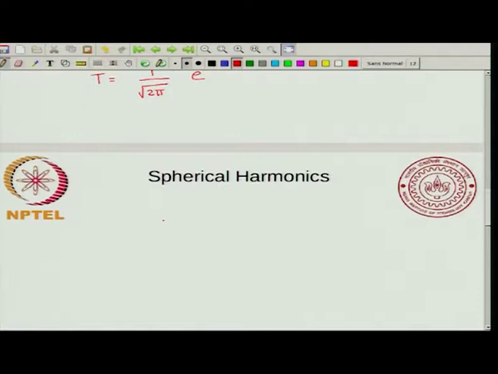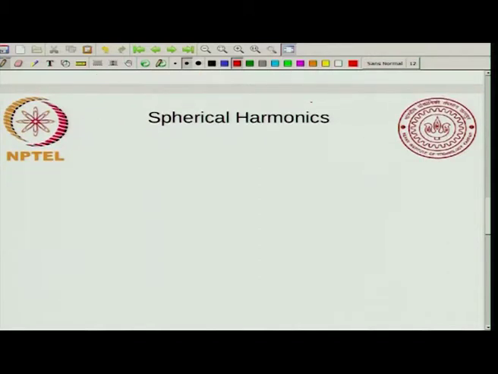So we are going to substitute y equal to, so I can write y of theta phi is equal to s of theta times 1 by root 2 pi e to the i m phi. Okay, when I substitute this form of y into the eigenvalue equation for L square, what I will get is the following.